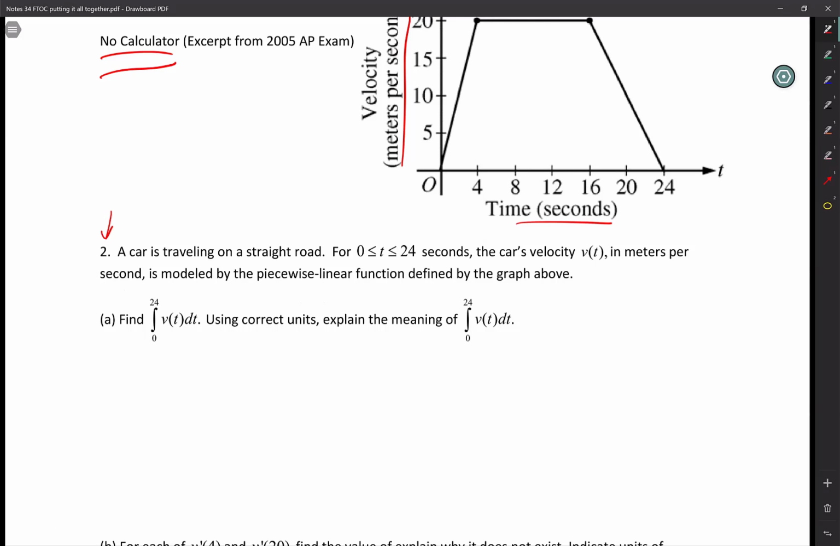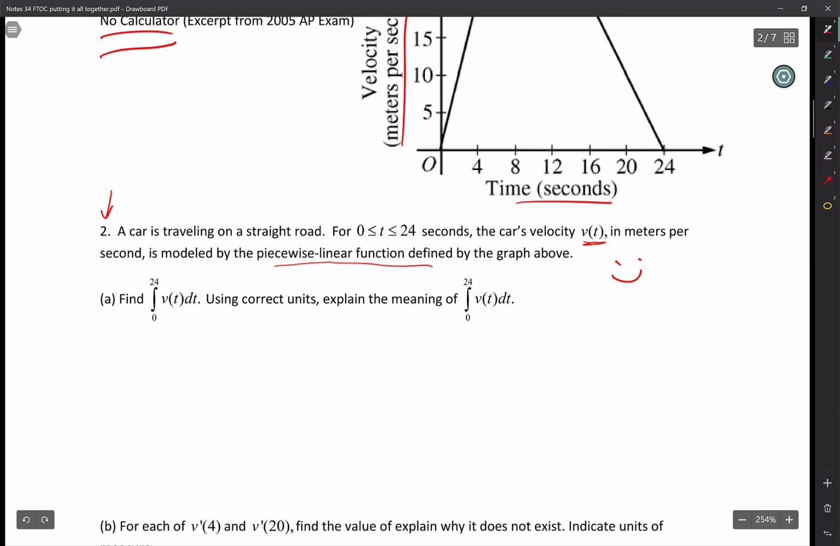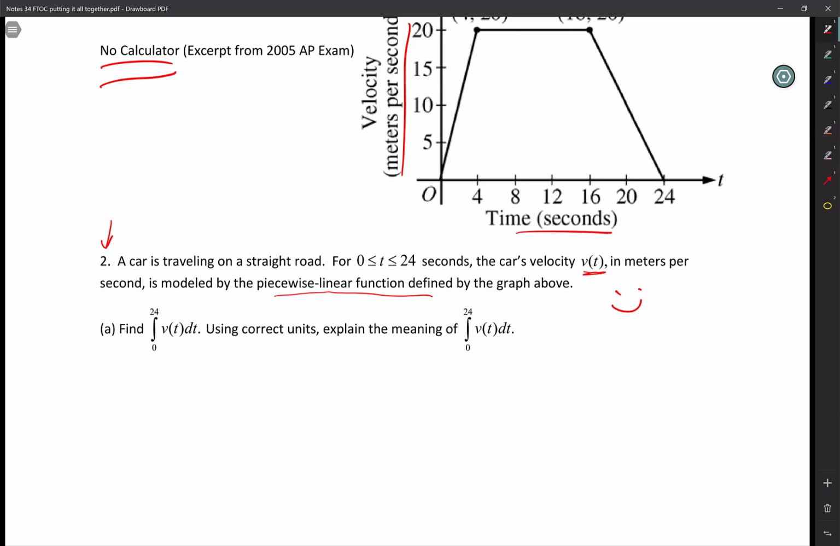A car is traveling on a straight road between 0 and 24 seconds. The car's velocity, v of t, in meters per second is modeled by the piecewise linear function defined by the graph above. Letter A. Find the integral from 0 to 24 of v of t dt. Using correct units, explain the meaning of the integral from 0 to 24 of v of t dt.